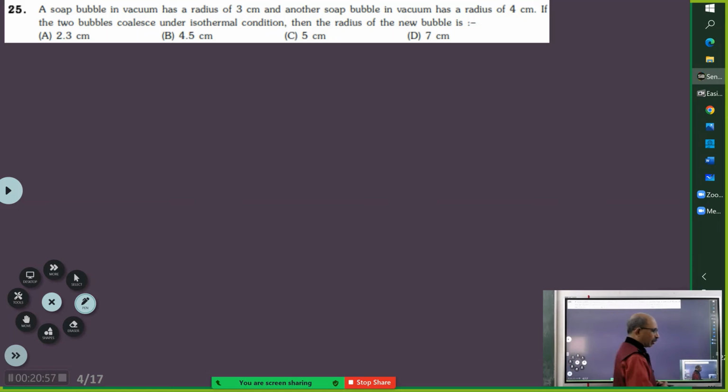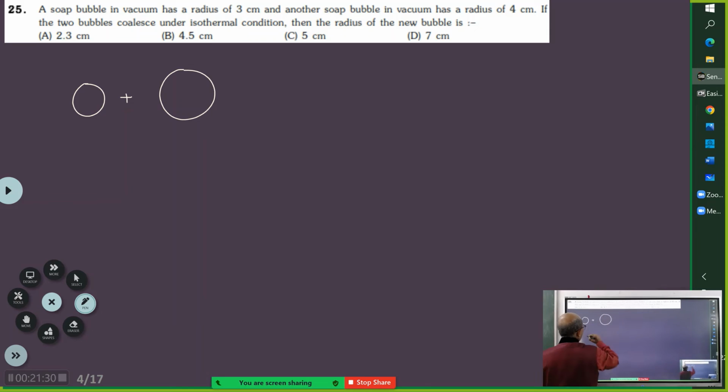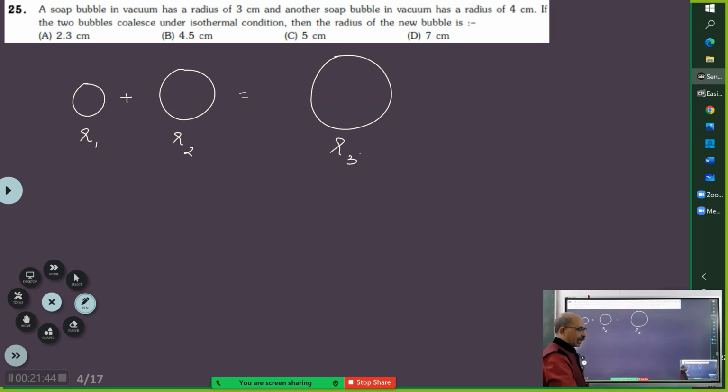Understand the difference between the previous problem and this problem. So this is happening under vacuum, and coalesce means they both will combine and form a single bubble. And it will again become a spherical bubble. That is the meaning of coalesce here. So here this bubble plus this bubble will be equal to this bubble. This is having radius R1, this is having radius R2, this will have radius R3. I hope I understood the meaning of this problem. Under isothermal condition, that means neither energy is given nor energy is taken.